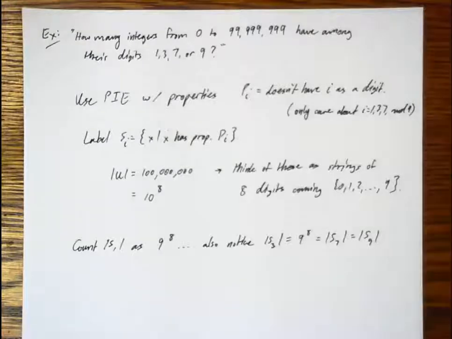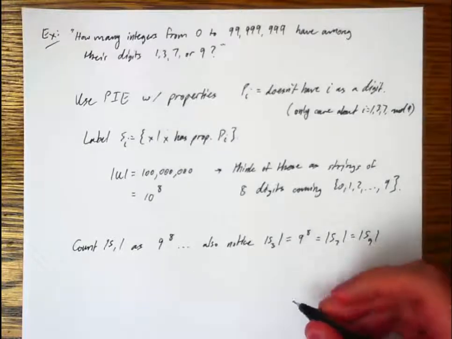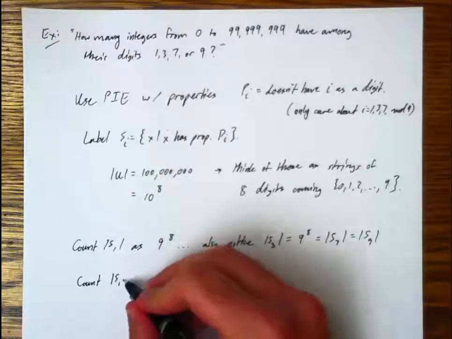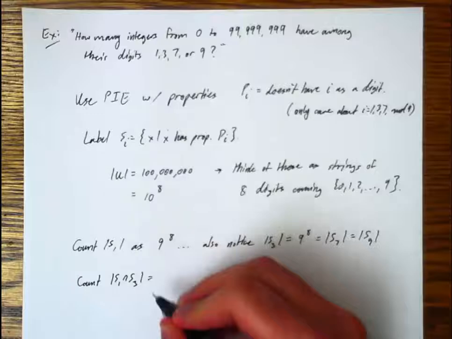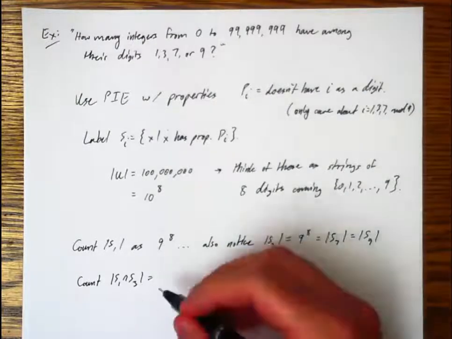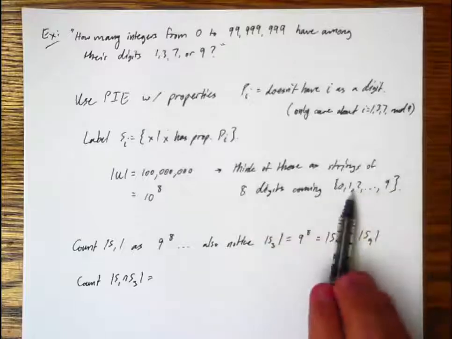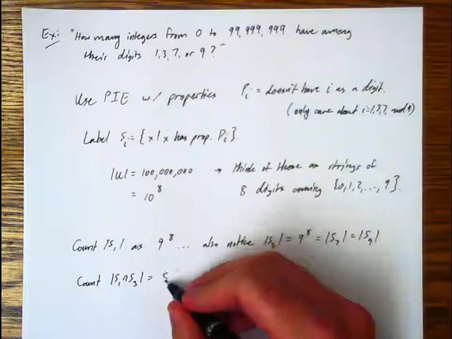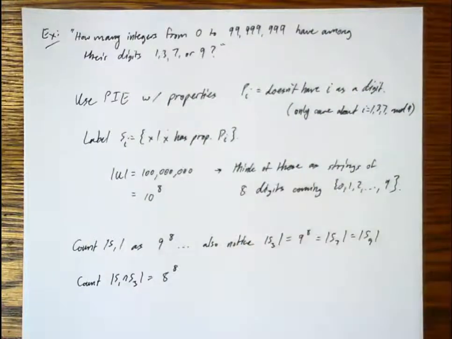okay, so that's how we count all the singleton sets. Now we're going to go ahead and count the pairwise intersections. So I'm going to count all the numbers that have neither a 1 nor a 3 in them. And the way we're going to count that, I'm going to remove the 1 and the 3 from the set of digits I can use. So now I really have 8 choices for my 8 digits.